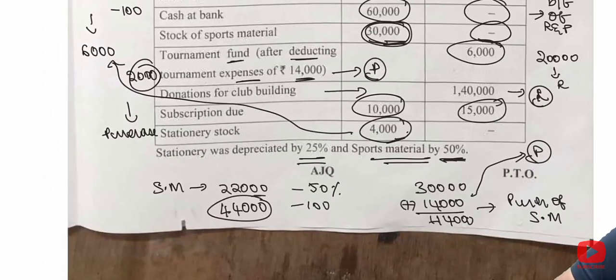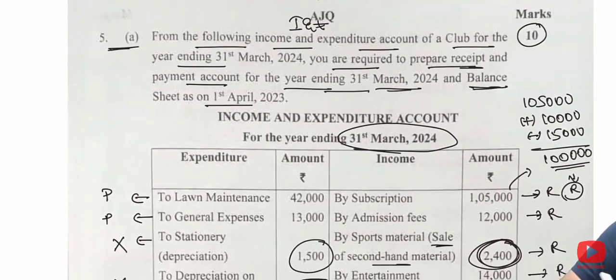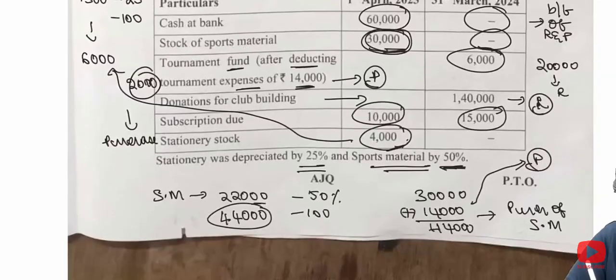Now, stationery stock 4,000, closing stock we have already calculated. Now, what did they ask you? Balance sheet on 1st April. They didn't ask for the balance sheet on 31st March. They asked for the balance sheet on 1st April. Opening balance sheet they want, and they want you to prepare the receipt and payment account. 10 mark question. Clear, guys? Yes. Let's go to the next one.